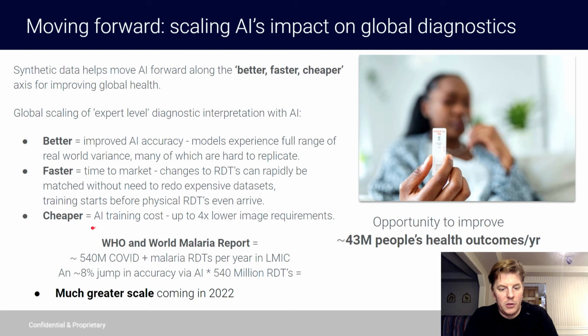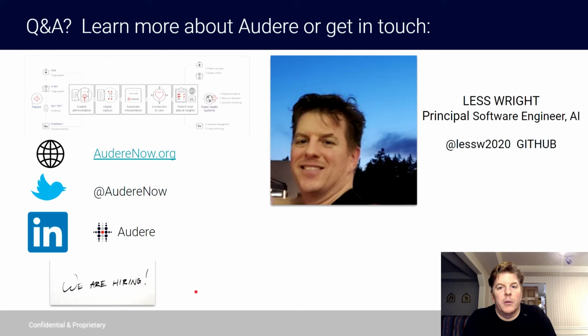To put that in terms of numbers and real-world perspective, last year there were 540 million of those RDTs, so that's COVID and malaria RDTs, and that was for the LMIC, so low and middle income countries. And if you take an 8% jump in accuracy from AI and multiply that by your 540 million RDTs that were distributed last year, we basically have the opportunity to improve 43 million people's health outcomes per year. So the numbers of RDTs continue to grow, and there will be significantly larger scale, especially on the COVID front, coming in 2022. So that concludes the presentation.